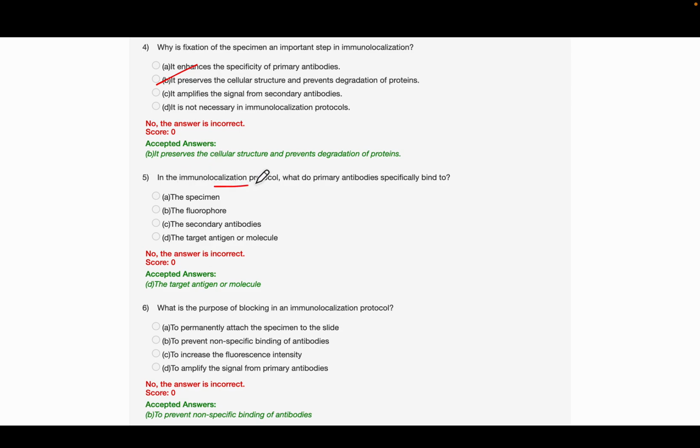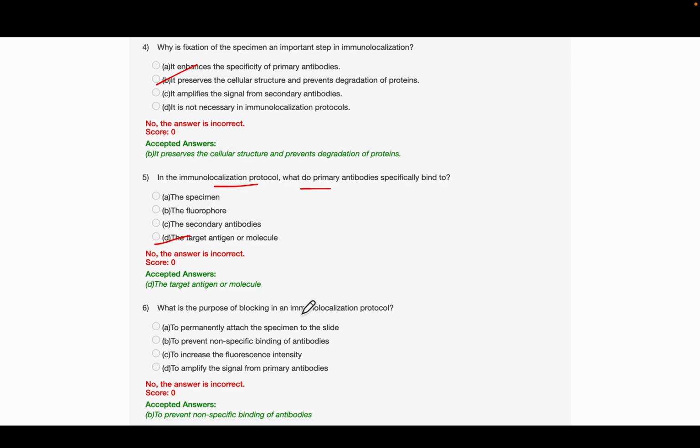In the immunolocalization protocol, what do primary antibodies specifically bind to? The specimen, the fluorophore, the secondary antibodies, or the target antigen or molecule. So the answer will be the target antigen. Because the protein or whatever the target antigen is, primary antibodies go and bind to those antigens.